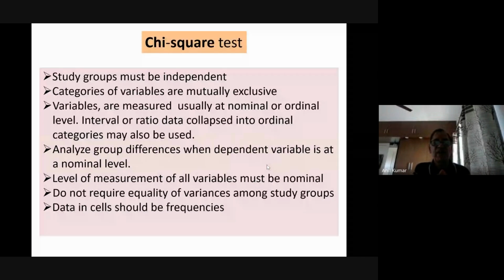whether you are using parametric or non-parametric, whether you are using data based on ordinal or nominal scale, or data based on ratio or interval scale, make sure that all the conditions are being satisfied before you go for software based data analysis or manual data analysis.